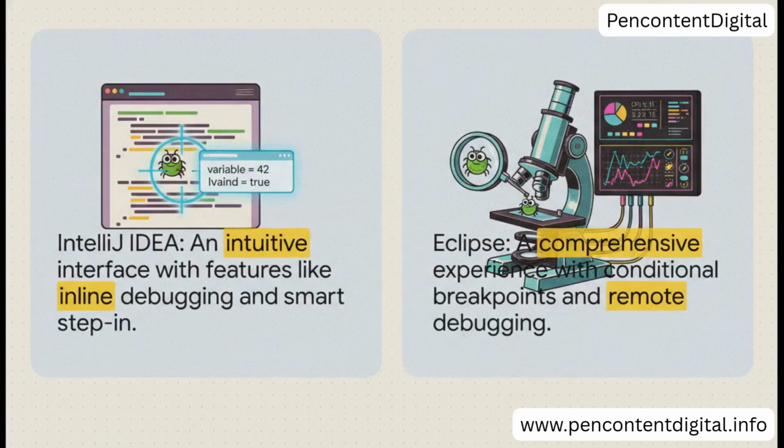Now, when it's time to go bug hunting, both IDEs have your back. People love IntelliJ's debugger for being so intuitive. It has these cool features like inline debugging where you see variable values pop up right there in your code. Eclipse, on the other hand, gives you this incredibly deep, comprehensive debugger with advanced features like conditional breakpoints. It's that classic battle again, sleek and intuitive versus powerful and exhaustive.